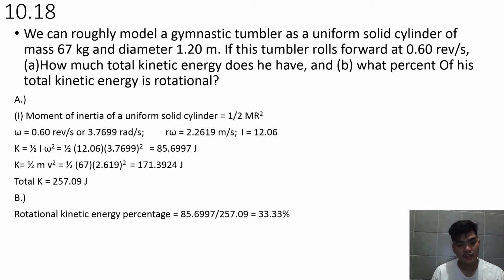Now we have all the values to calculate the translational kinetic energy and rotational kinetic energy. Adding both of these will give us our total kinetic energy. So our translational kinetic energy is 171.39 joules, and our rotational kinetic energy is 85.69 joules. So the answer for letter A is 257.09 joules.